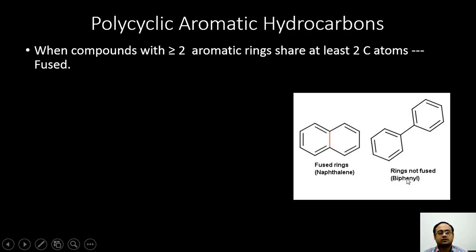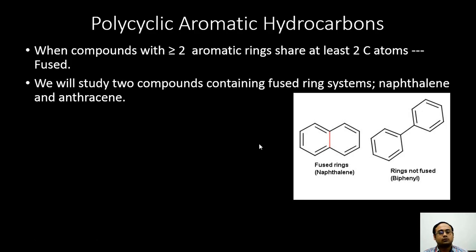Similarly, there is another structure which contains two aromatic rings, that is biphenyl, but you can see here that they don't share two carbon atoms with each other. So this biphenyl compound is not called a fused ring system, whereas naphthalene and similar compounds are known as fused ring systems.